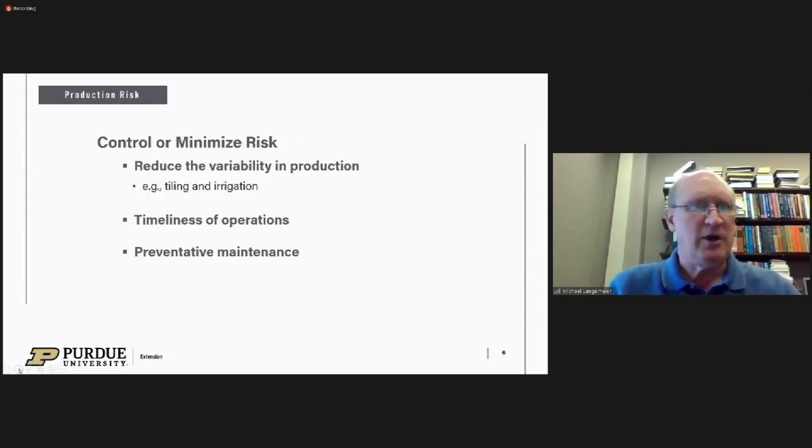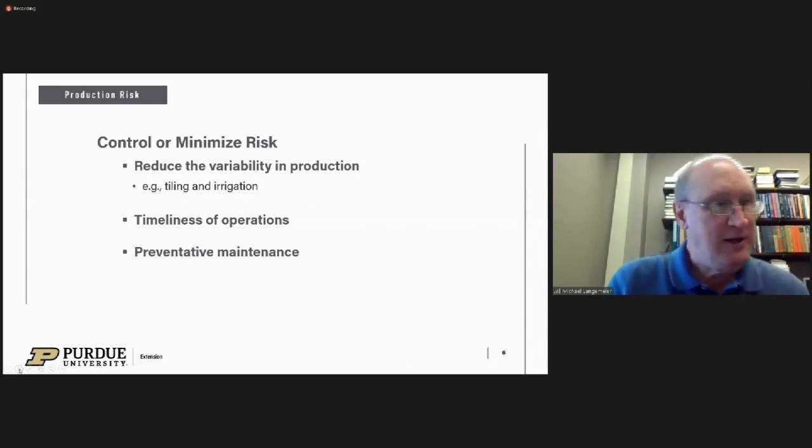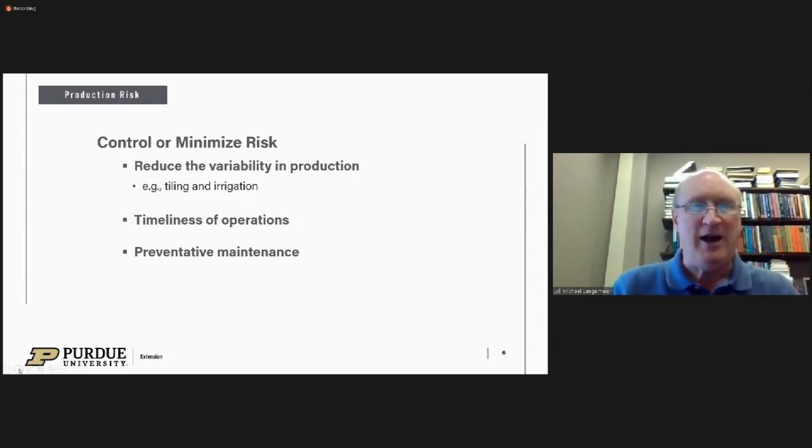So let's start with controlling or mitigating a risk. Examples here would be tiling. That would be a classic example. As we get these more heavy rainfalls, tiling becomes more important to try to make sure that those soils are drained and we reduce the yield variability in the field.